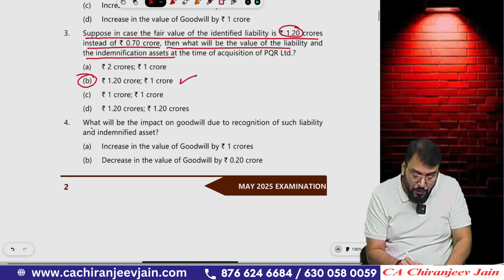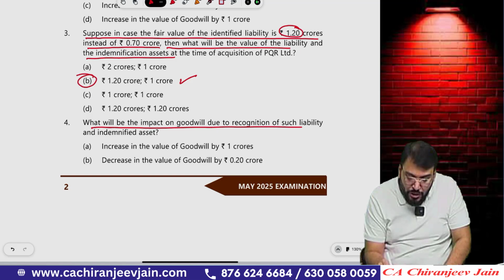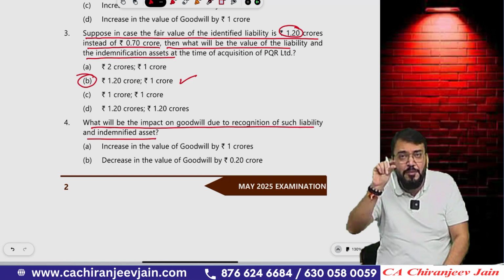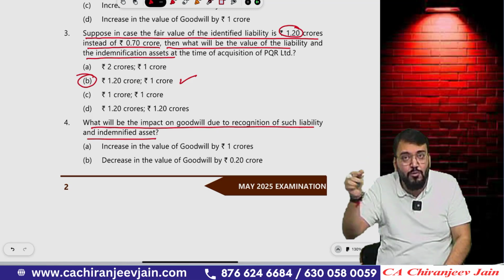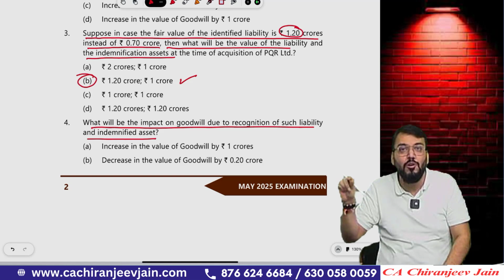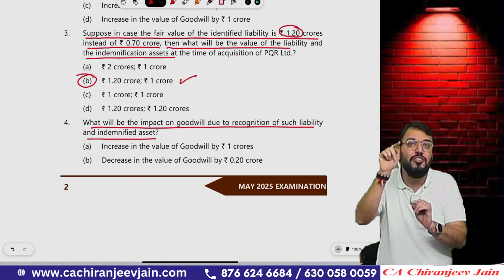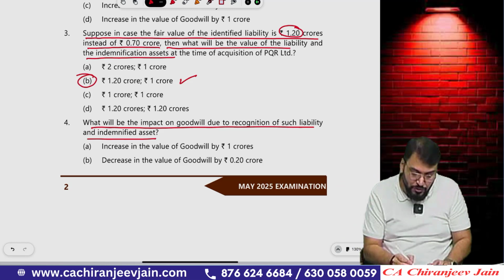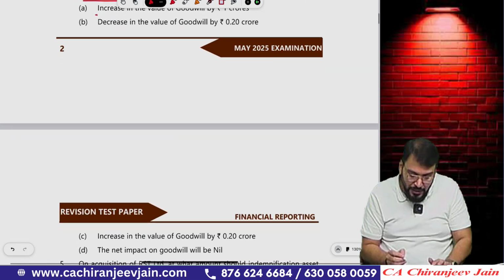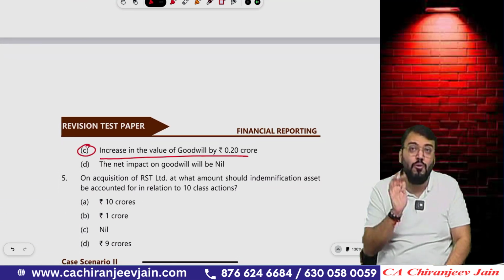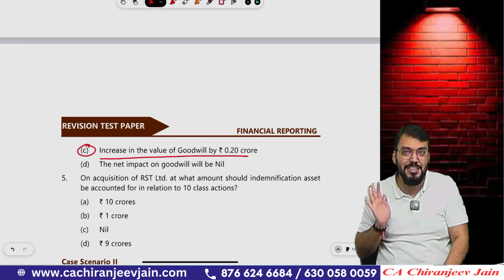Okay, sir. What will be the impact on goodwill due to recognition of such liability and indemnification asset? So what will be the journal entry? Indemnification asset account debit, how much? 1 crore. To liability, how much? 1.2 crore. With this effect, what is the increase? Means impact on goodwill is increasing goodwill by how much? 0.20. So this will be an increase in the value of goodwill. Increase in the value of goodwill by rupees 0.20 crore. Option number C is correct.